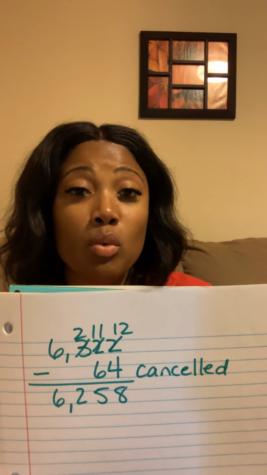So we know there were 21 full flights. Okay, it's asking us which airplane made the flights. And again, I need you to look at your table. Now we know it was 21 full flights. So 21 times which one of these flights would give us 6,258?